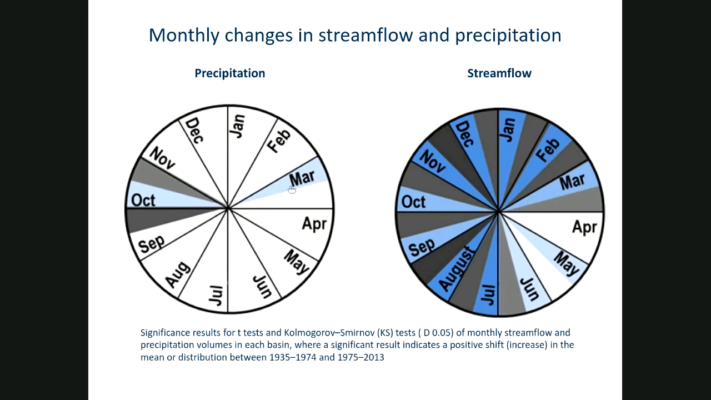This is all precip on this side. And in stream flow, we've seen increases in almost every month except April. So over time, precip has changed, particularly in the fall, and stream flow is higher throughout the year comparing these two time periods.